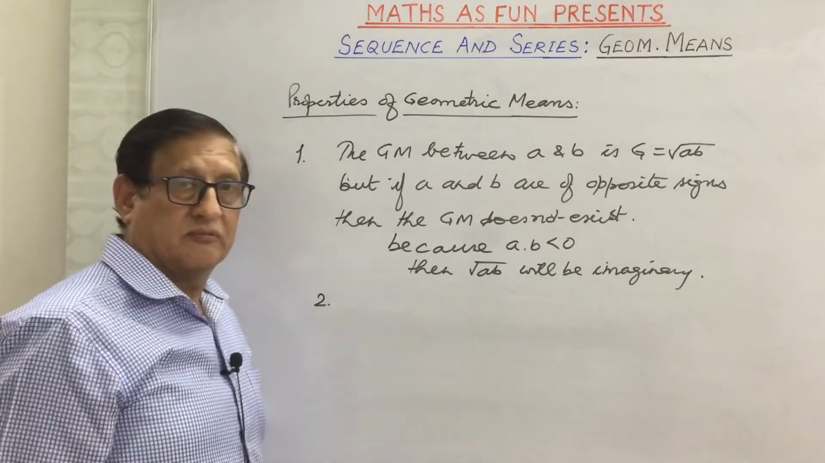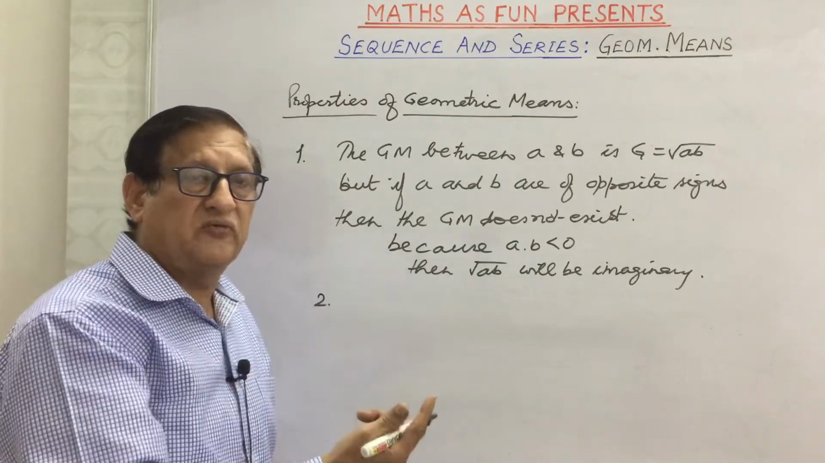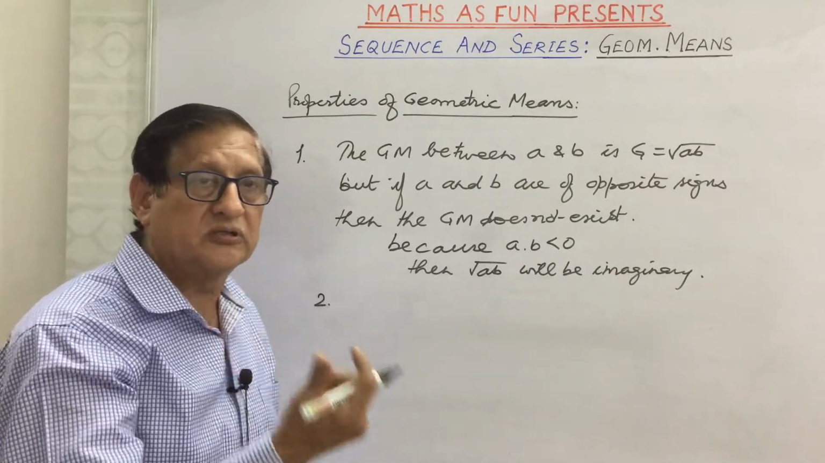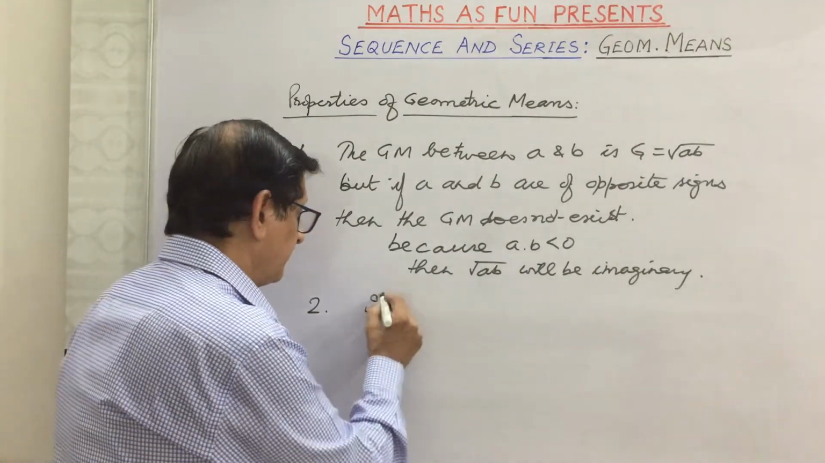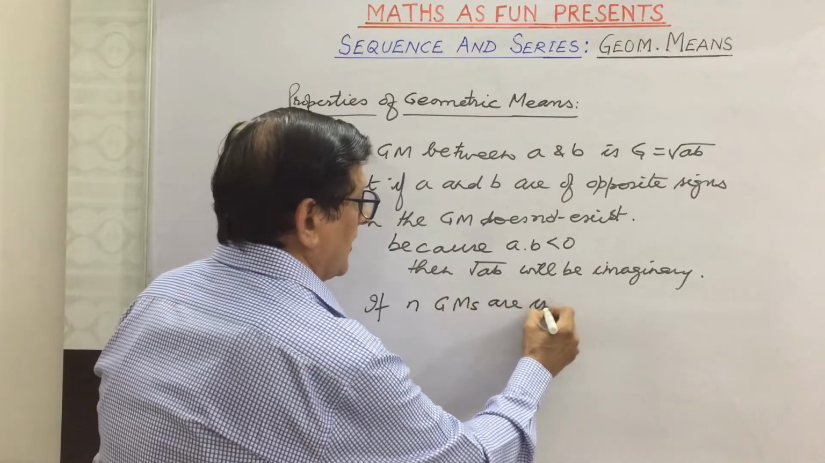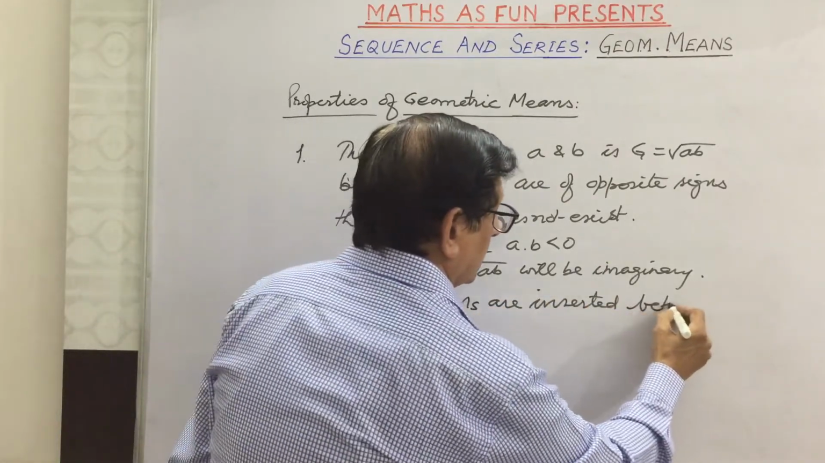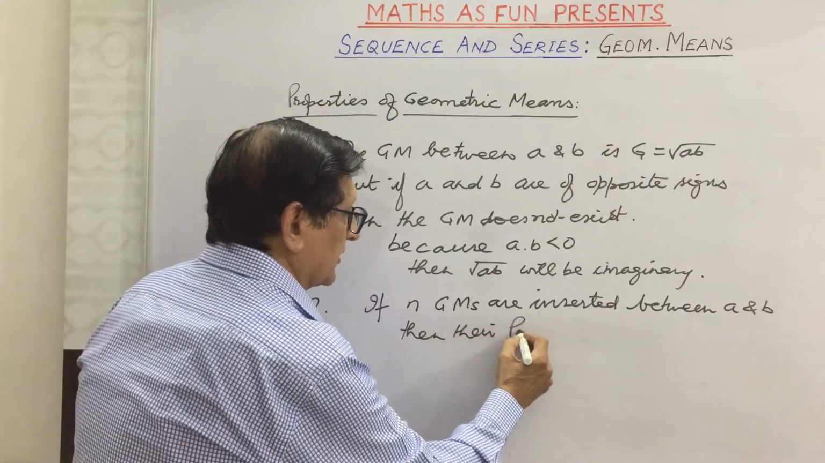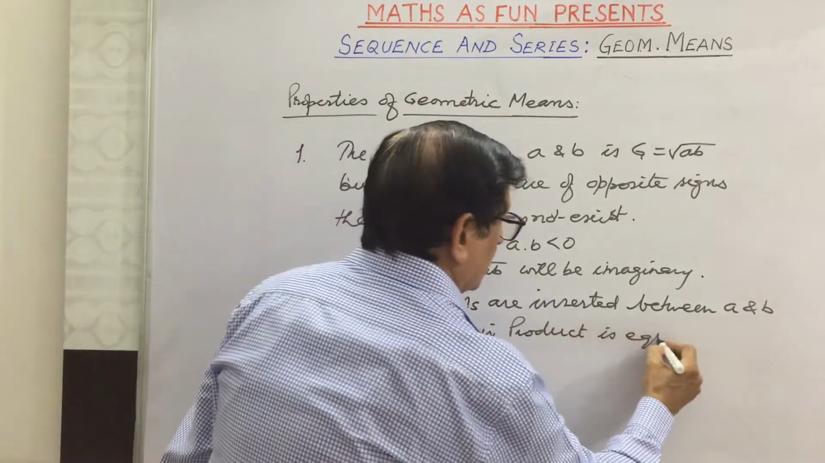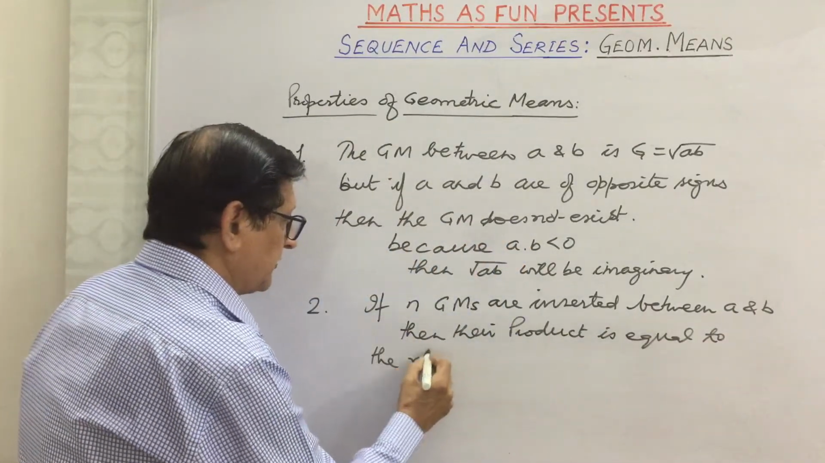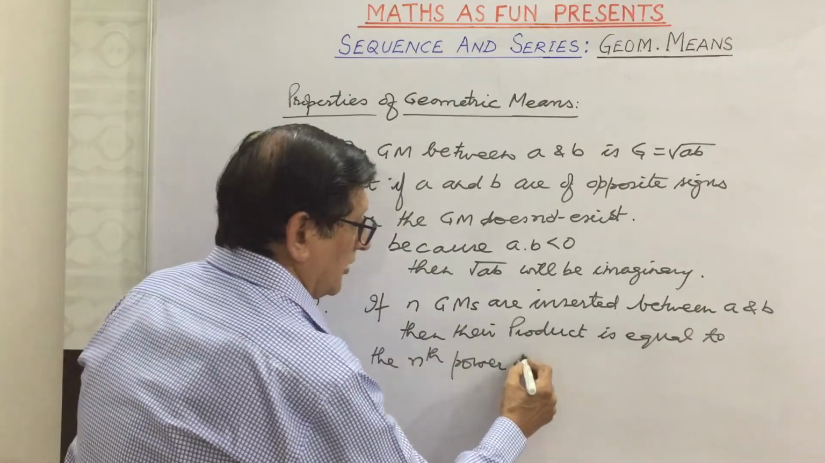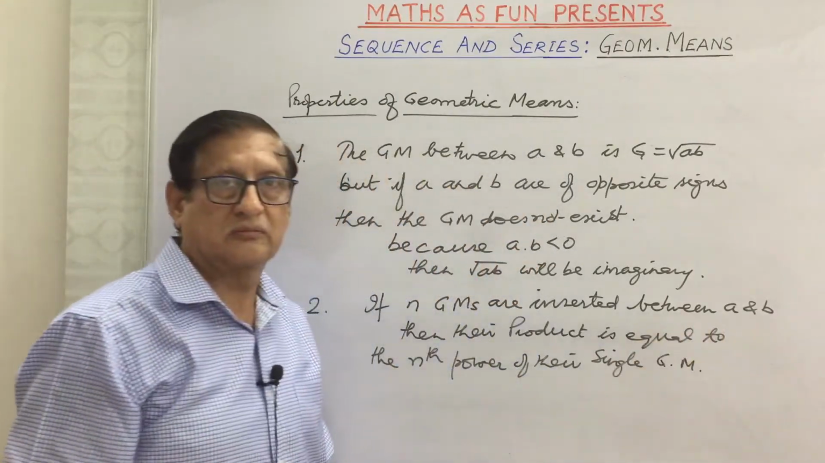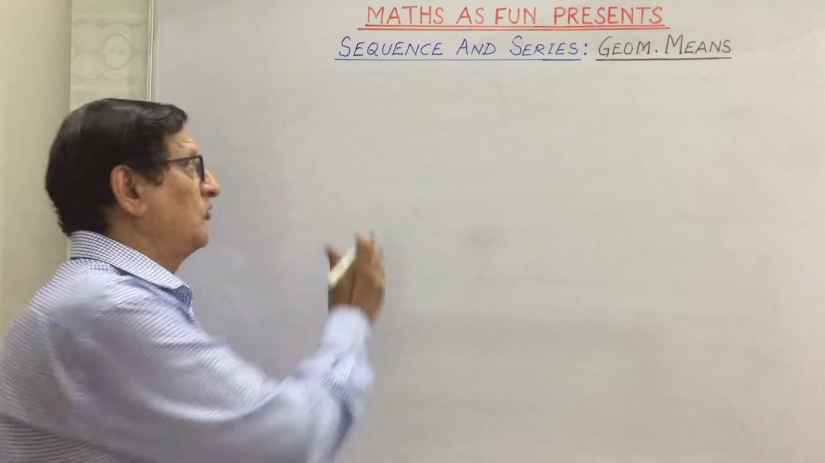The second property is, if n geometric means are inserted between A and B, then their product is equal to the nth power of the single geometric mean of A and B. If n geometric means are inserted between A and B, then their product is equal to the nth power of their single geometric mean.